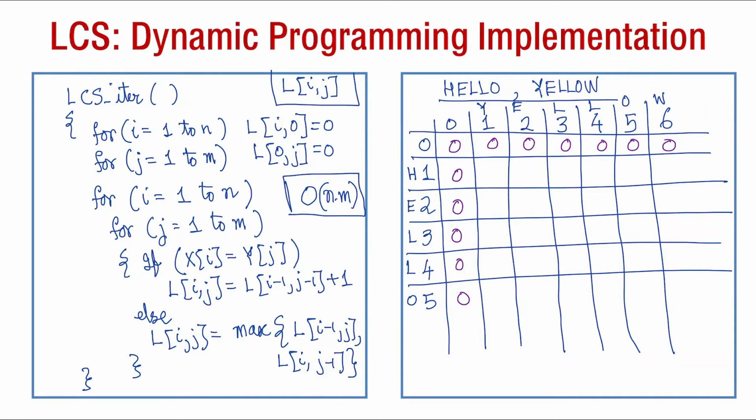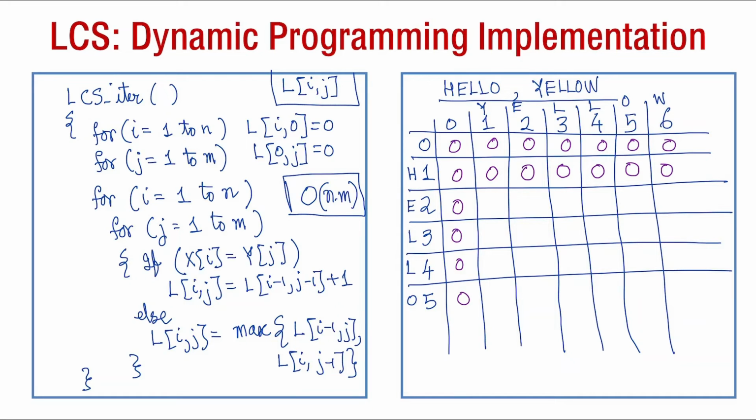And once all of this is set to 0, then we move row wise and we check whether H and Y match. H and Y don't match, so we cannot take the diagonal element, which is i minus 1, j minus 1 plus 1, but we have to take either the left side or the top and the max of the two, which remains 0. Similarly, H does not match with E, H does not match with L, H does not match with L, H does not match with O, H does not match with W.